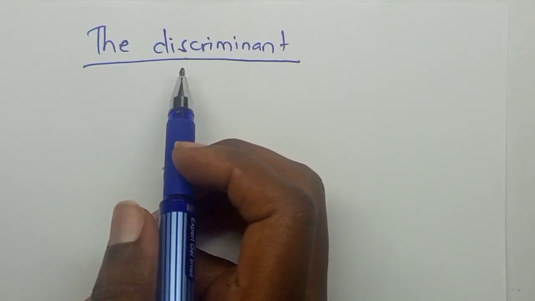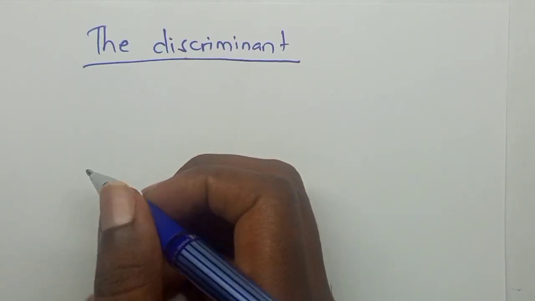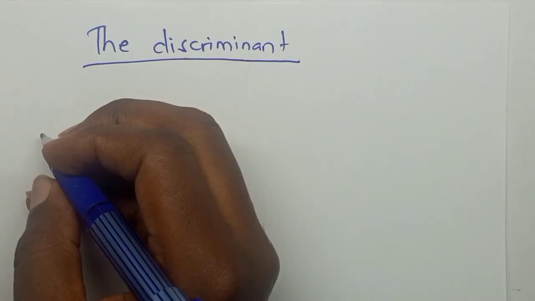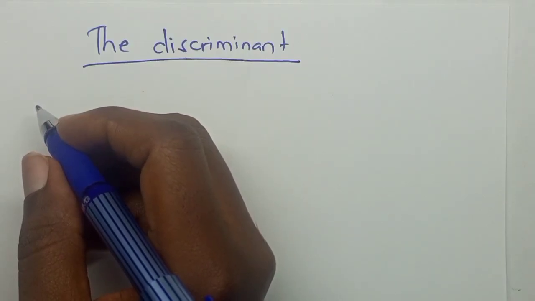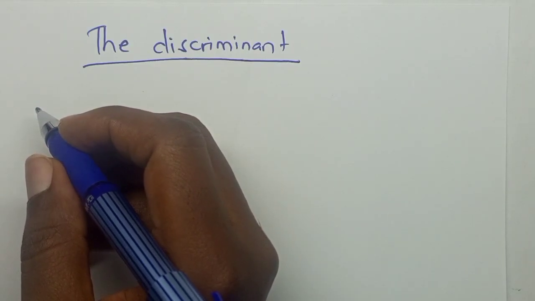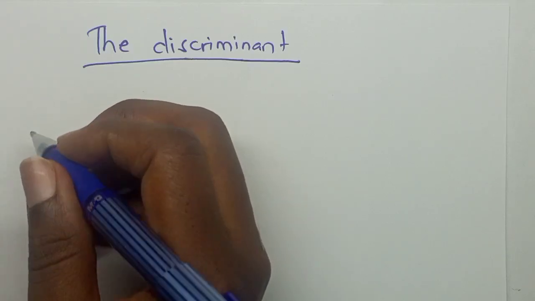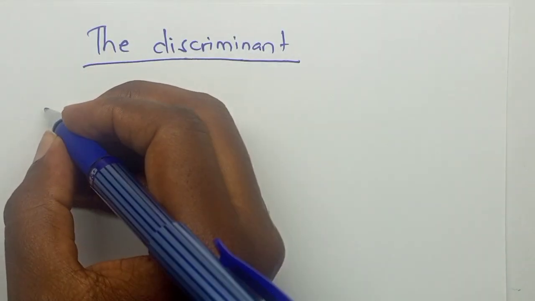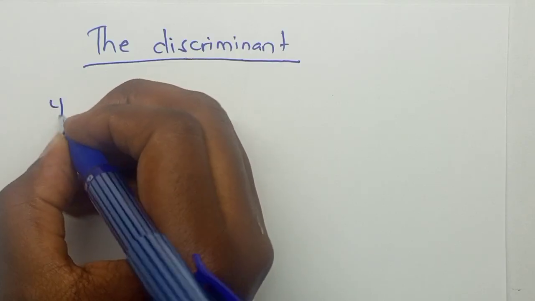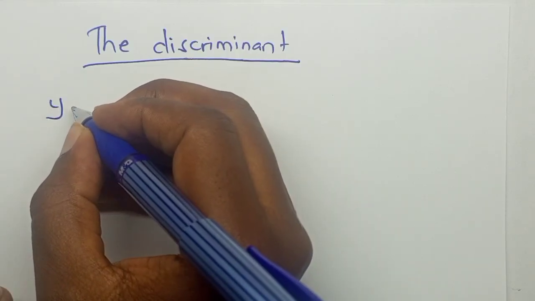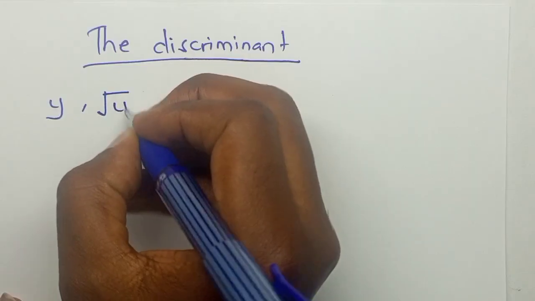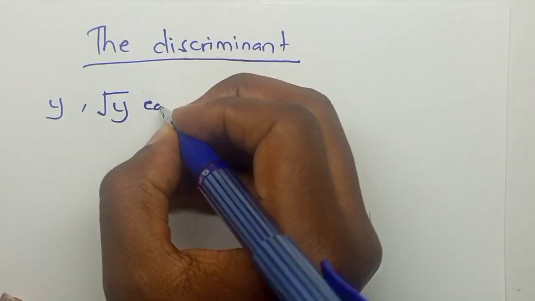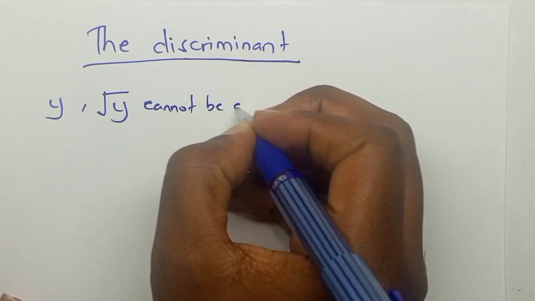Let's look at what we call the discriminant. If you square any real number, the result will be greater than or equal to 0. So this means that if you have a value y that is negative, this implies that root of y cannot be a real number.